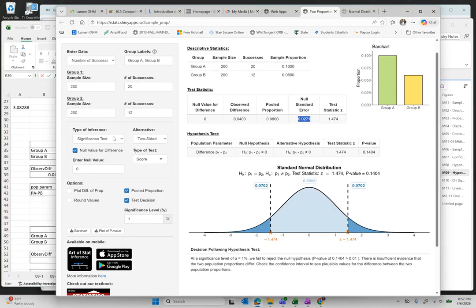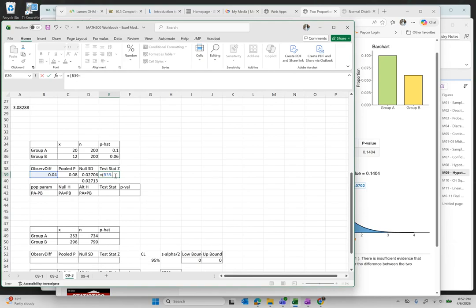If you remember, when we asked for a significant test, we did select these boxes that said we want the null value for the difference. It automatically comes up to be a 0. So here we didn't have an input provided, so we will just enter that manually, and we will divide by this standard error to see what the z-score will be.